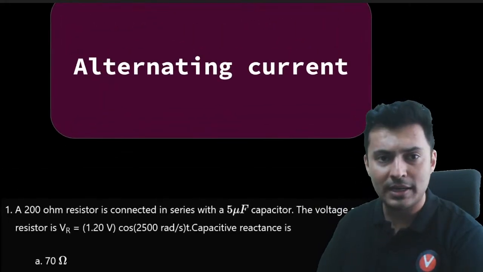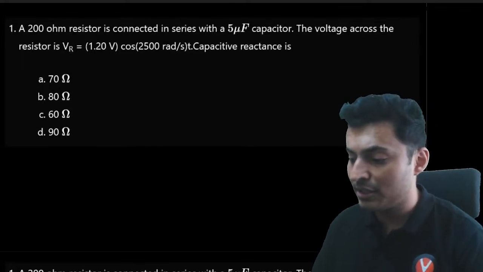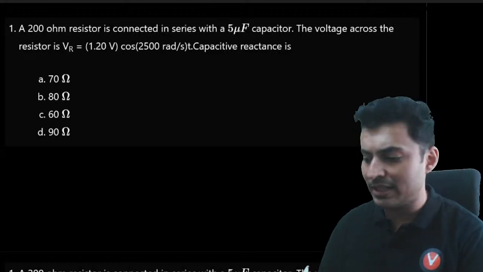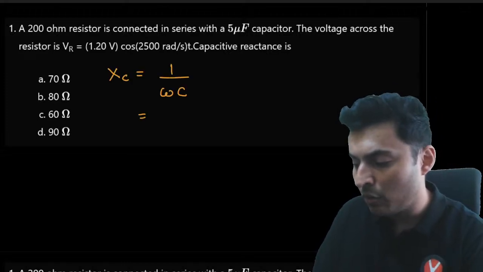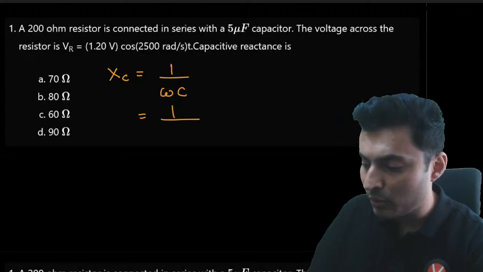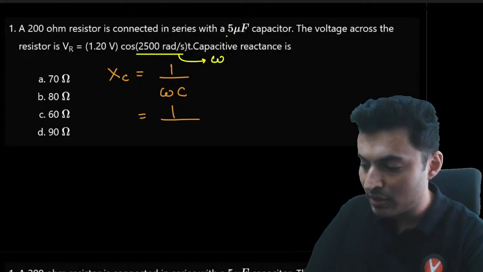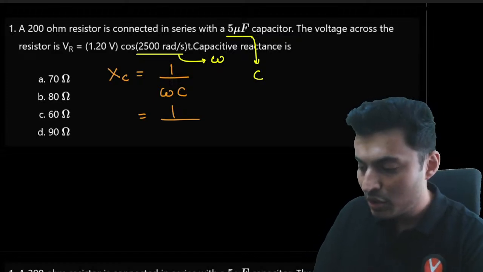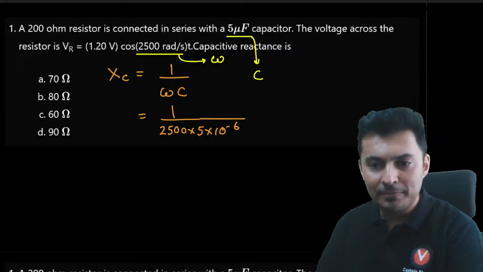Here is the next question set coming up on your screen from alternating current. There is a 200 ohm resistor connected in series with a capacitor, and the voltage across it is as written. What is the capacitive reactance? Capacitive reactance is 1 by omega C, and the omega value is already given over here. Capacitance is also given right over here. So we just have to substitute those values: 2500 into 5 into 10 to the power minus 6. Shall we go ahead? Understood how to solve this question?